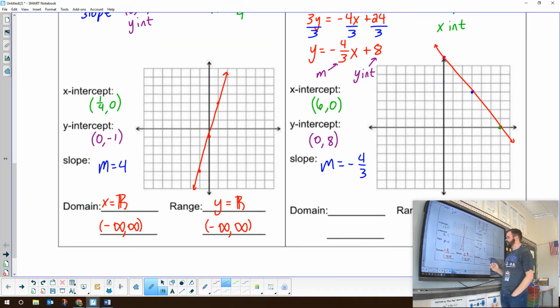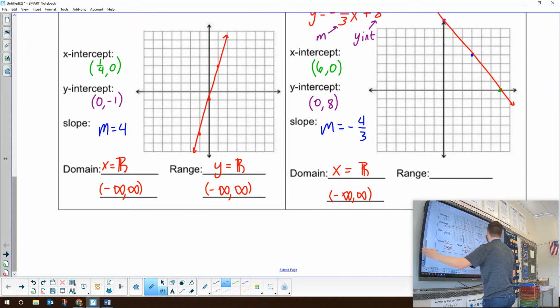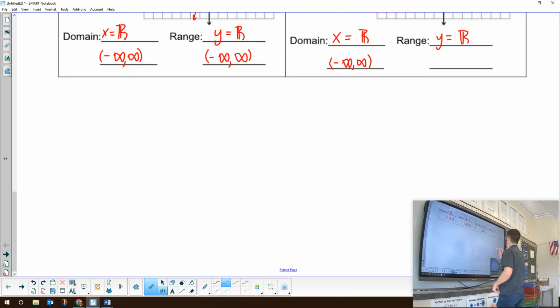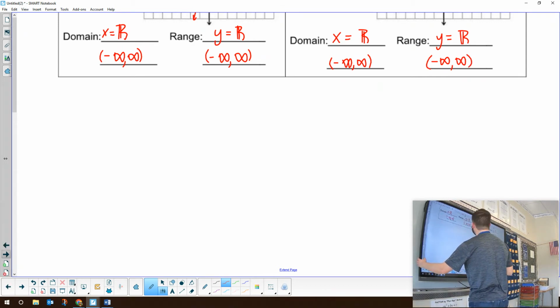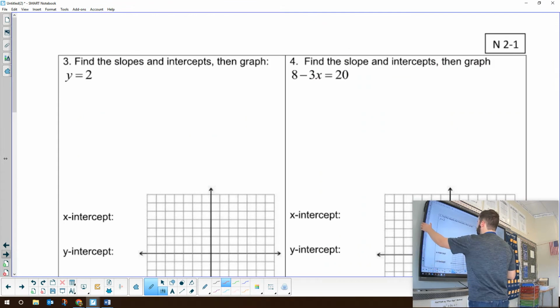All right, our domain and range. Remember, your domain and range, just the same for all of these. Your domain is going to be x equals all real numbers, negative infinity to positive infinity. And our range is going to be the same thing, except we're just going to use a y. Okay? So we'll go y equals all real numbers and negative infinity to positive infinity. Okay? All right, let's turn that page and let's take a look at number 3.